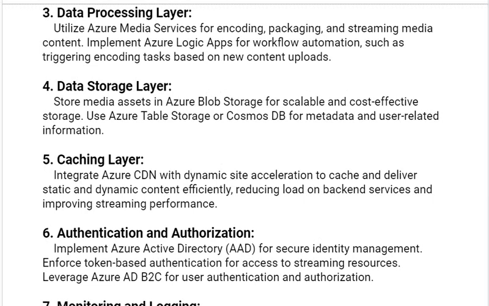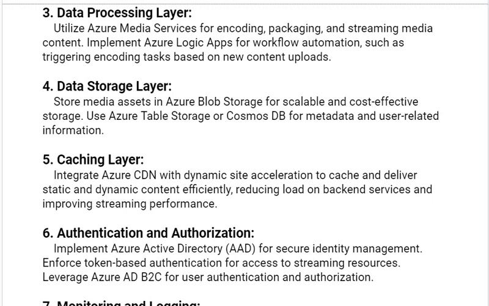Next solution, caching layer. Integrate Azure CDN with dynamic site acceleration to cache and deliver static and dynamic content efficiently, reducing load on backend services and improving streaming performance.